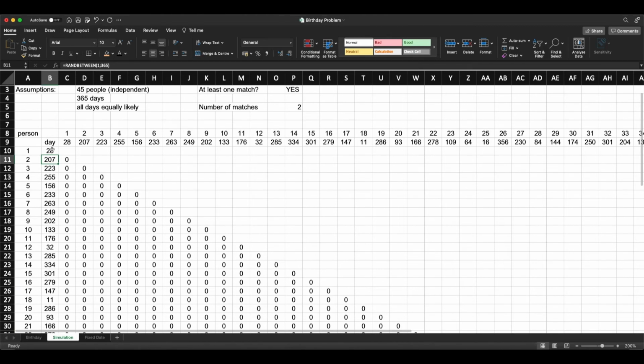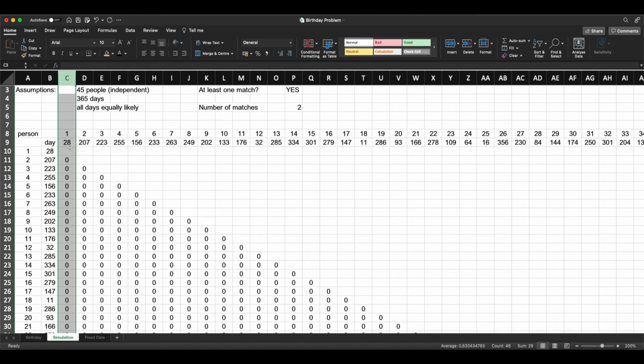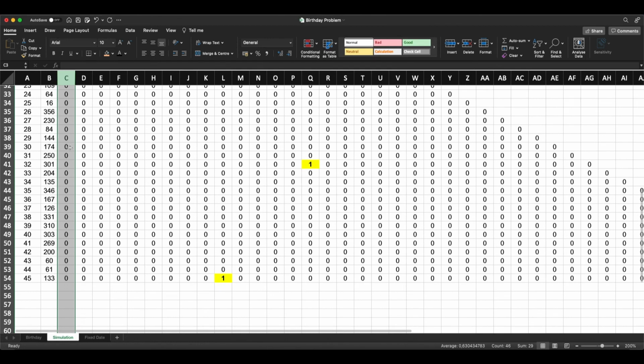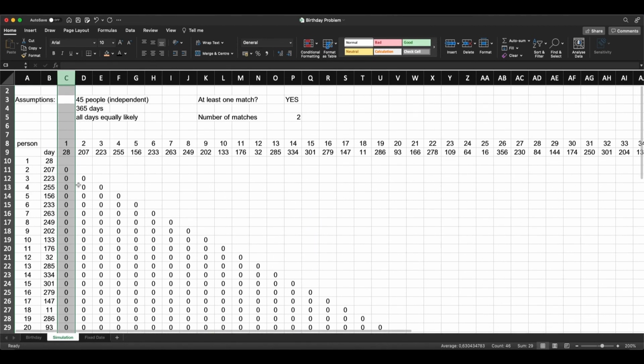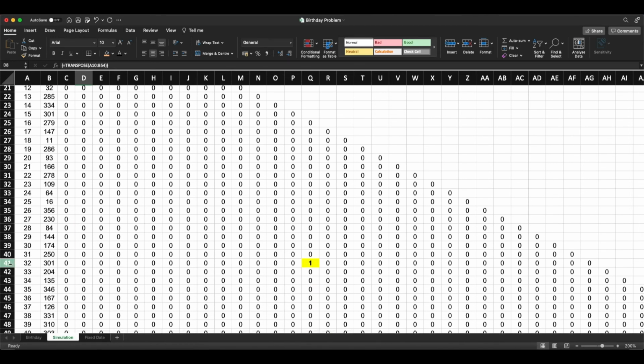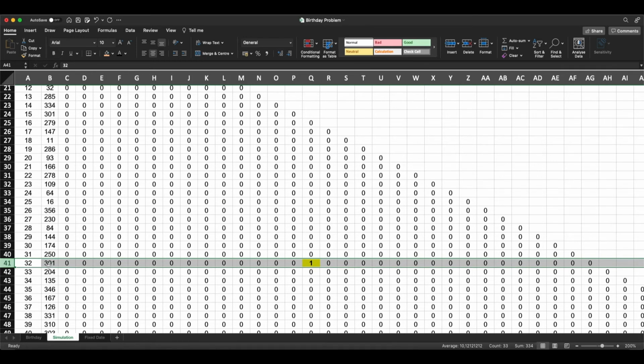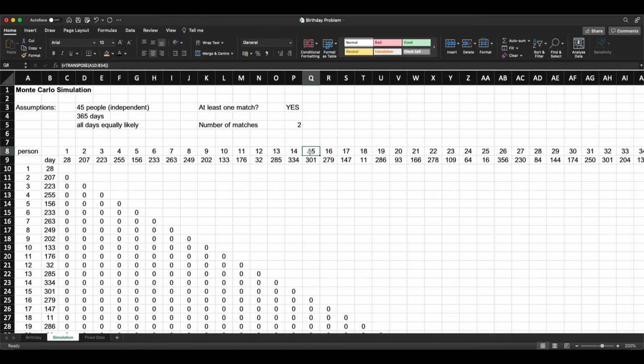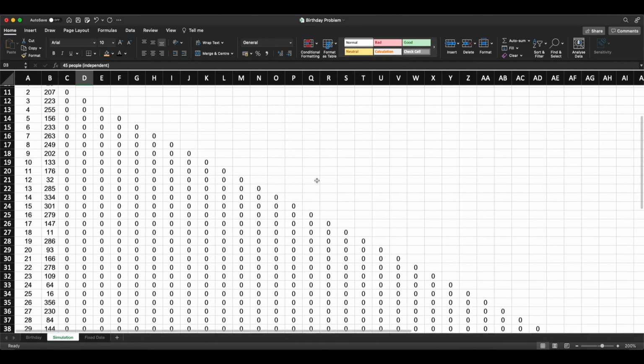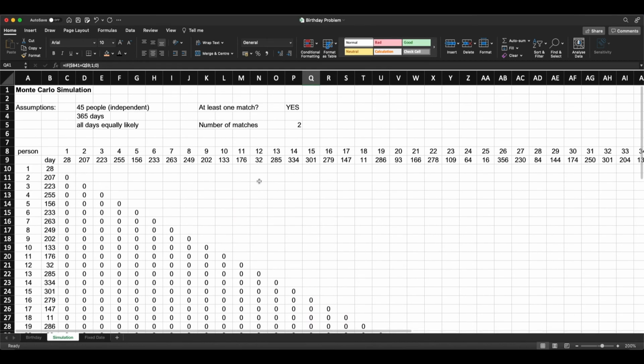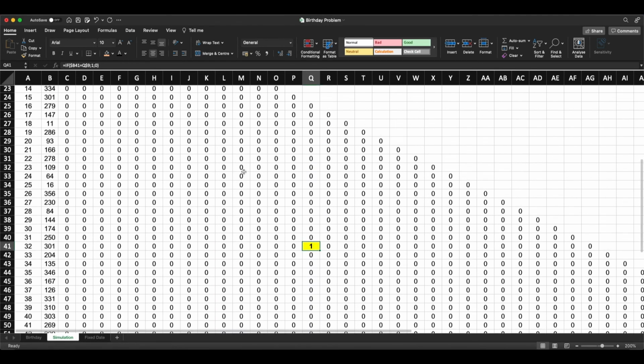We want to compare this day in the year, this random number, between person 1 and the other persons. Person 1 has a birthday on the 28th of January, and no one else has a birthday on the 28th of January. But when we look at the 301st day in a year, we see that person 32 and also person 15 out of these 45 people share the same birthday. This is why we have a 1 here. Now we have two matches, so two times the same birthday within these 45 people.